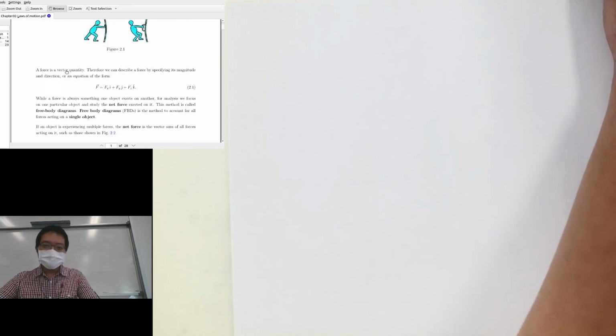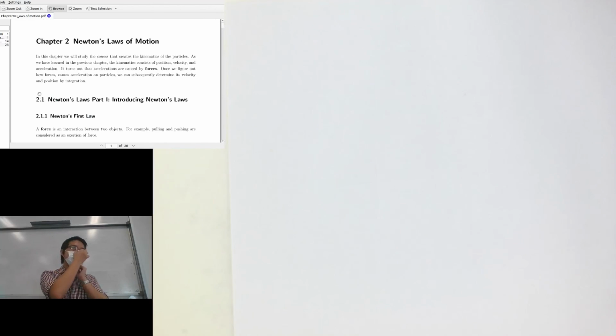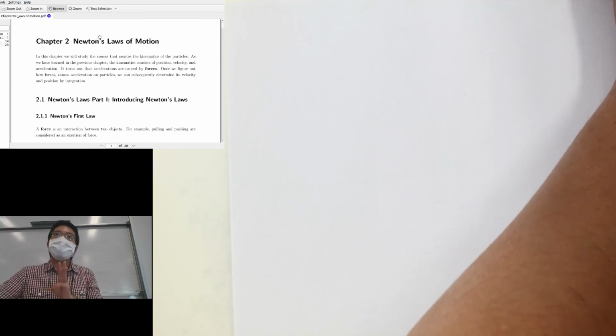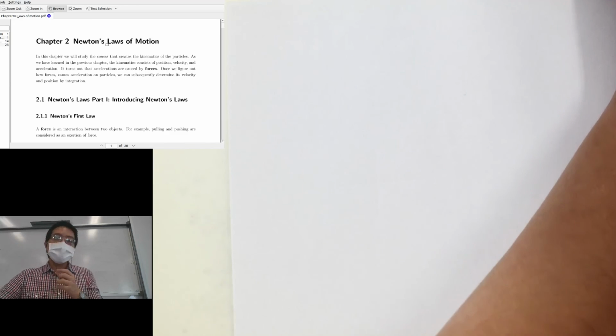I'll just talk, because if I start a calculation, it will take much longer. So in chapter 2, we'll be learning about Newton's laws of motion. And this one is most of the time already taught in high school. There are 3 laws of motion, and it is named after Isaac Newton. He formulated these laws in around 1652 or something, that kind of year. I forgot exactly the year already.